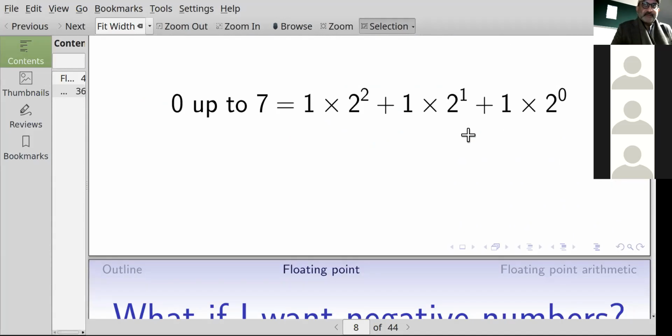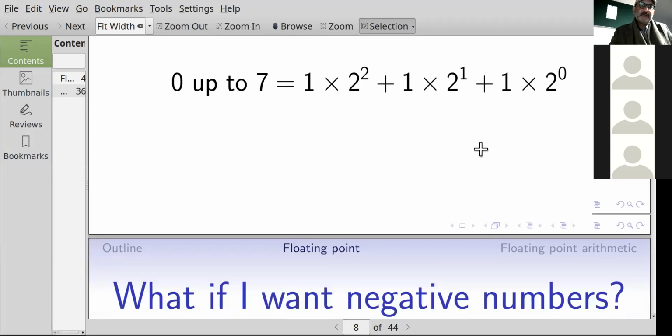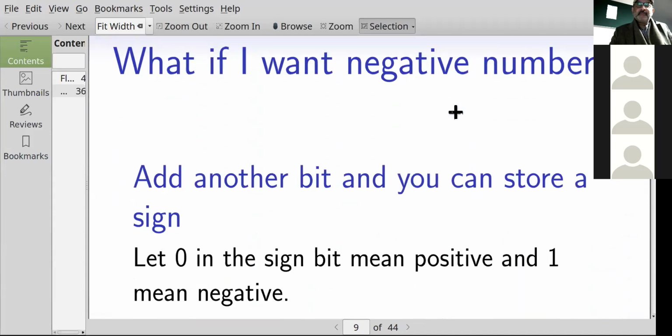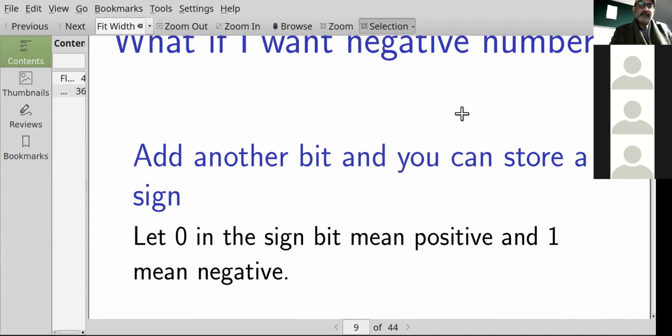So I have 3 bits, and I can store from 0 to 7. So what if I wanted negative numbers? What could I do? Here's one way of coming up with some negative numbers. Add another bit, so that there's a bit which is called the sign bit, and in that bit you can store a 0 to mean that the number that follows is positive, and a 1 could mean that the number that follows is negative.